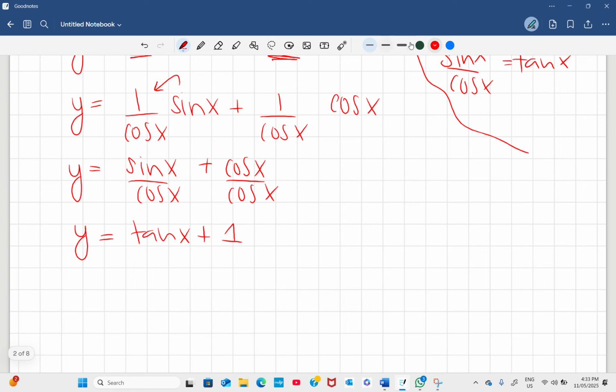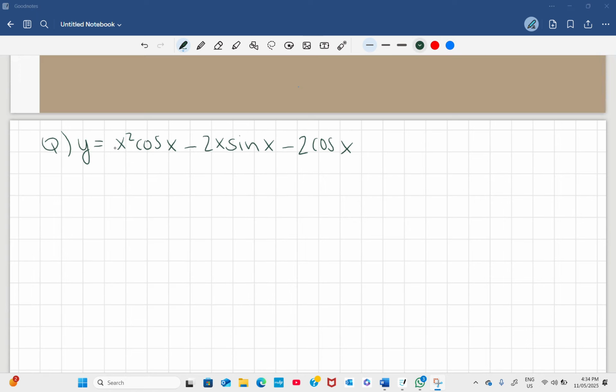So now I'm going to find the derivative of this. So now I'm finding y prime. The derivative of tangent is secant squared x. And then 1 is just going to become 0 because it's a constant. So this is my final answer. Okay, so now we have our new question. X squared cosine x minus 2x sine x minus 2 cosine x.